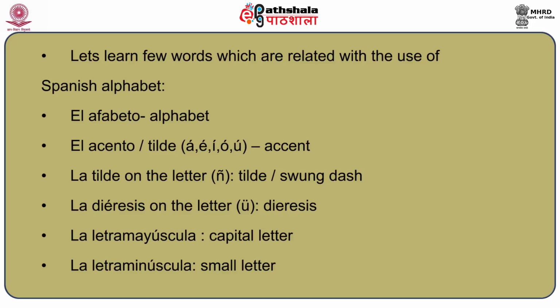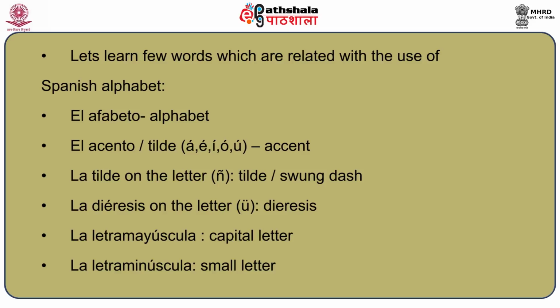After having learned the Spanish alphabets, let's learn a few words related to the use of the Spanish alphabet. The alphabet in Spanish is known as el alfabeto. You must also have seen that there is a small line over the vowels at times. For example, A, E, I, O, U will have this one small line, and this is known as accent in Spanish. This accent will be said as el acento or el tilde. We don't have this in English.